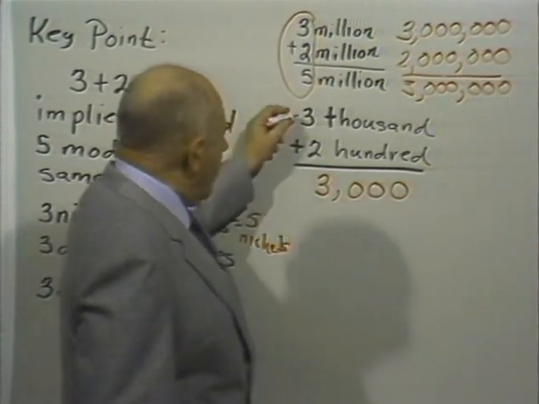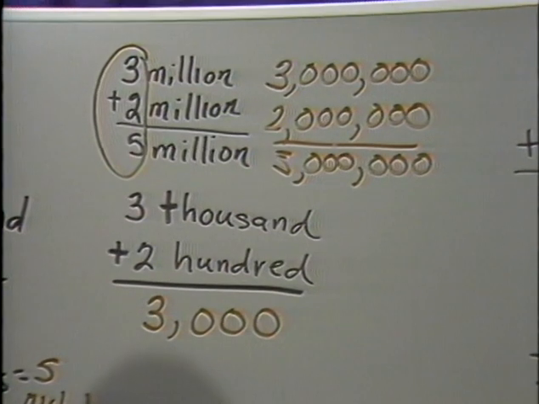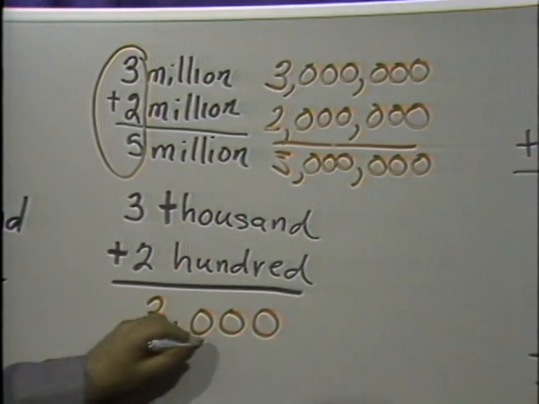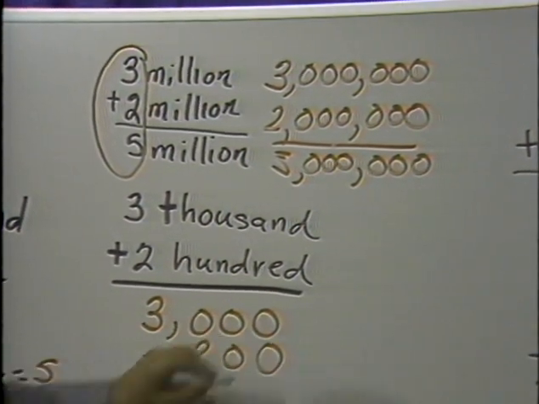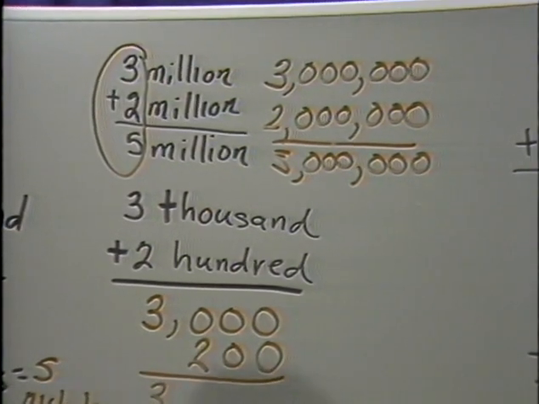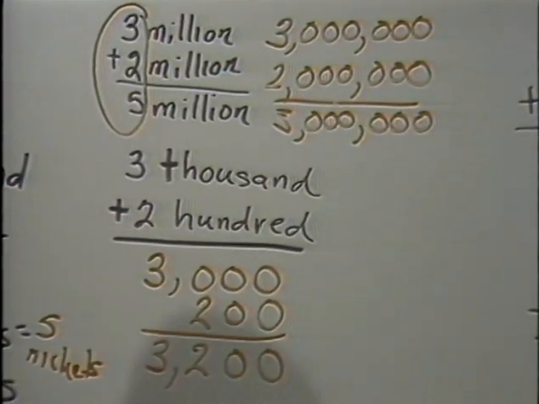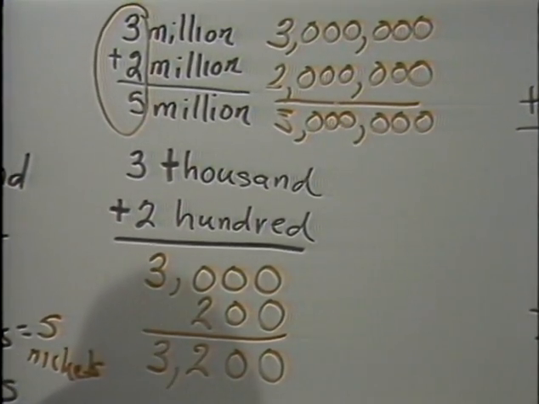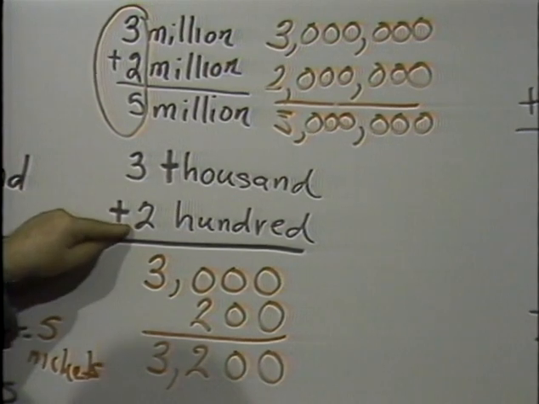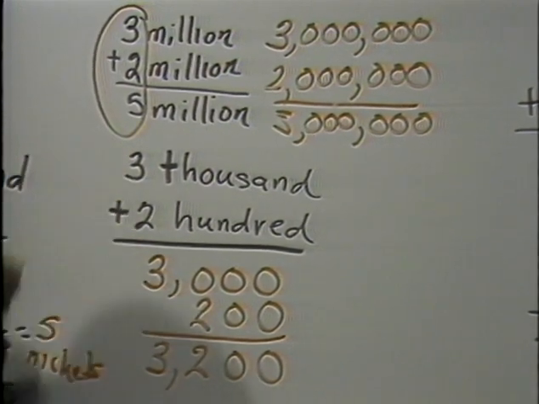But getting back to this, you see 3,000 looks like this. What does 200 look like? The 2 has to go in the hundreds place. So 3,000 plus 200 is neither 5,000 nor 500. It's what? 3,200. In fact, the answer is just read this, 3,200.